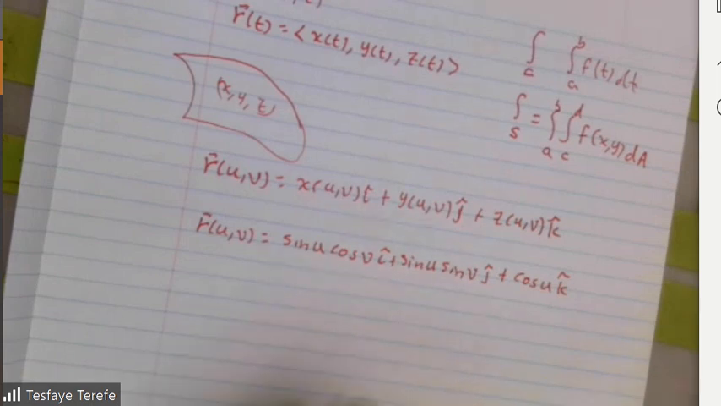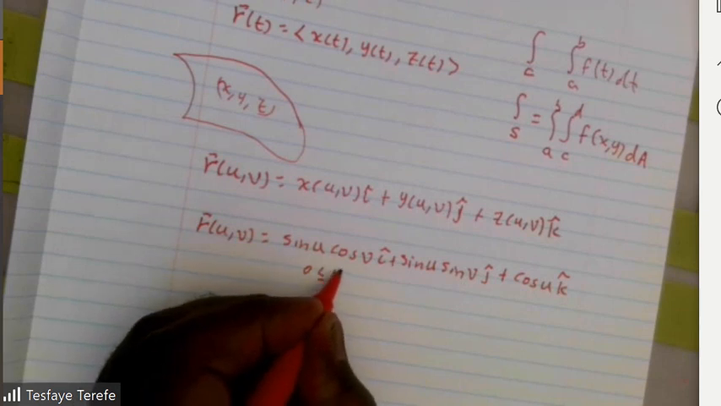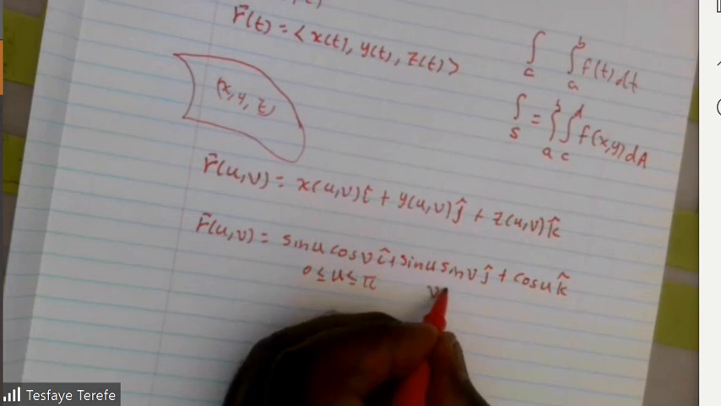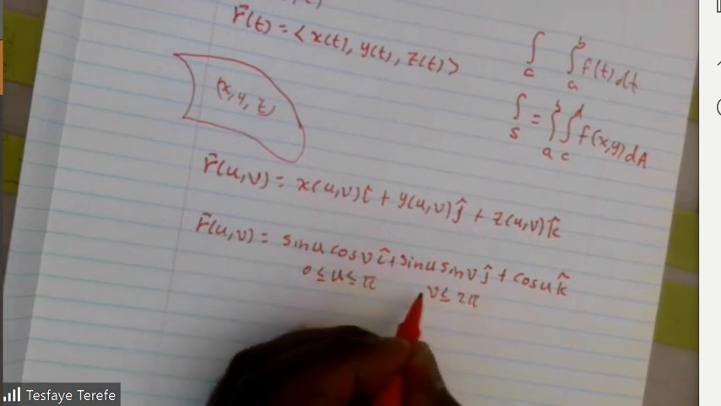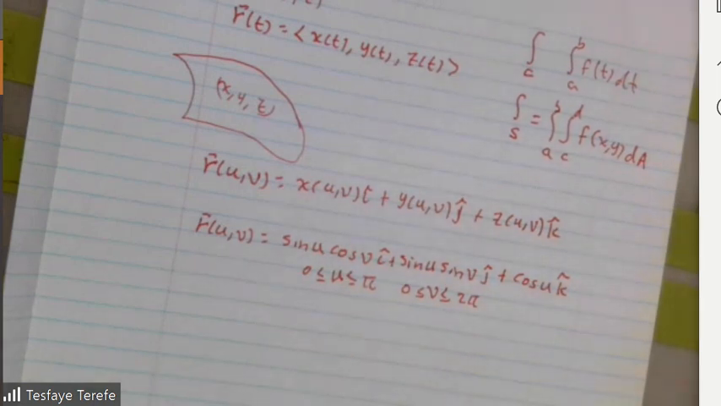Okay. I didn't ask you how to parameterize it, but I'm giving you the parameters, so change this into the Cartesian coordinate system and give me the surface. By the way, u is changing from 0 to pi, and v is changing from 0 to 2 pi. All right, go ahead and try this.